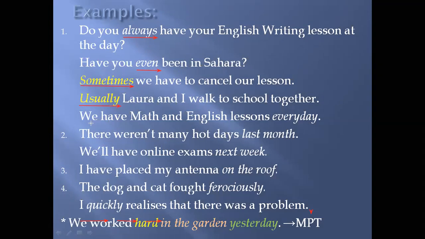For example, we have English lessons every day. What kind of adverb is this? This is a time adverb. That's why it comes at the end of a sentence. Also, there weren't many hot days last month. Last month is about the time. Okay, we will have online exams next week. It's also a time adverb. I have placed my antenna on the roof. It is talking about a place, a position. And also, the dog and the cat fought furiously. What kind of adverb is this?